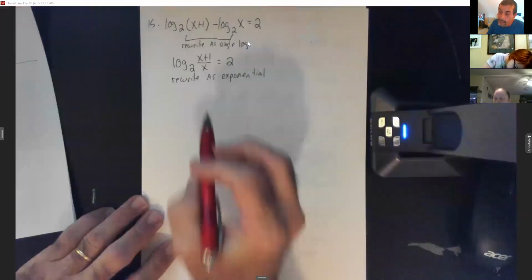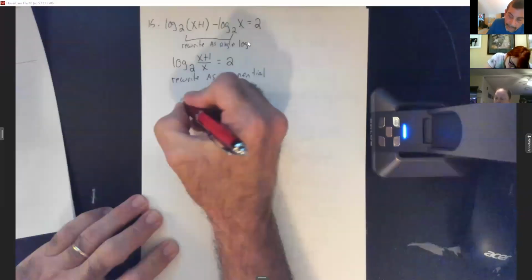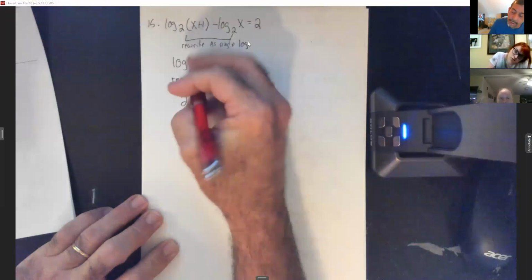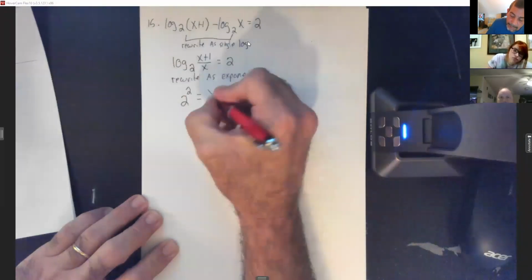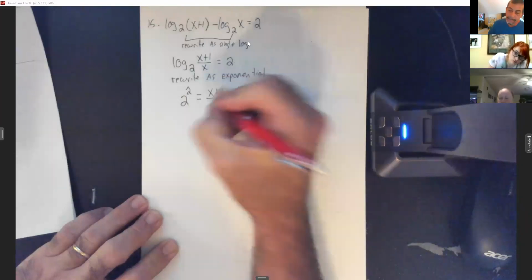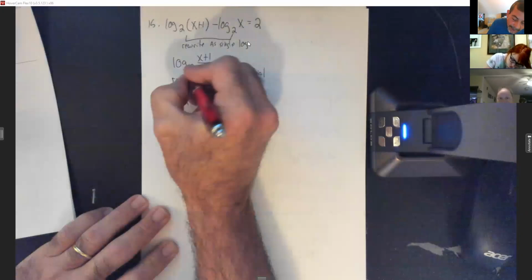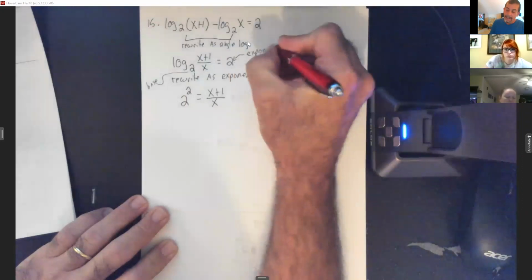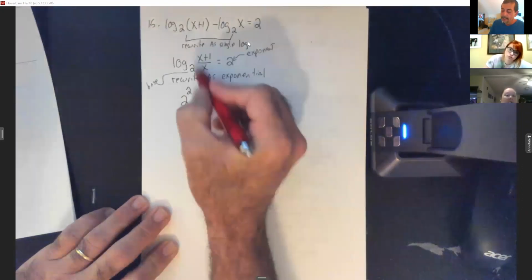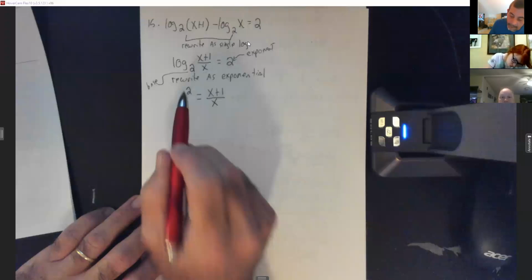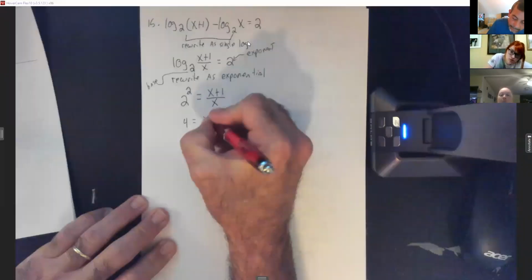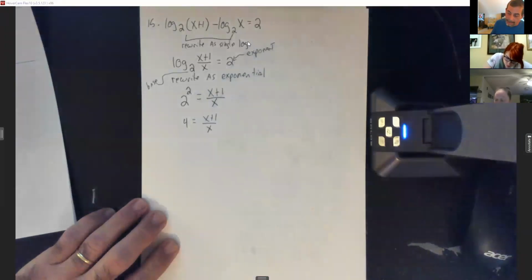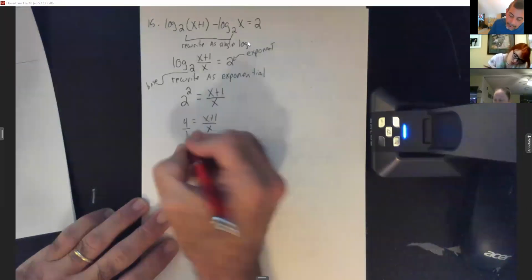So I'm going to take my base, which is 2, raise it to the exponent, which is the 2, and 2 squared has to equal (x plus 1) over x. Remember, the 2 is your base, this 2 is your exponent, and that equals that result. So 2 squared, I'm going to turn that into a 4. And y'all think I'm going to do what? Put a 1 under the 4 and cross multiply.